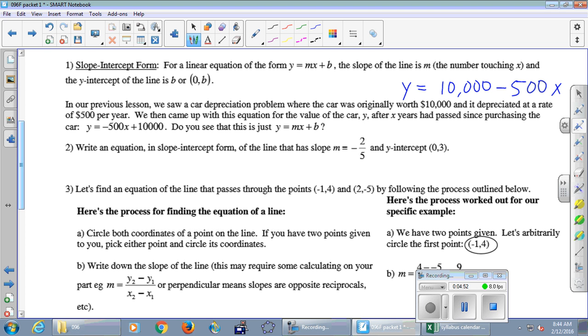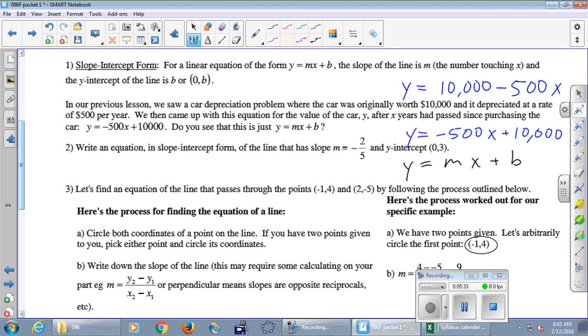Starting at 10,000, losing 500 every year, that's 10,000 minus 500x. Every year is the times x. And if you prefer, you could just swap the order of these two things and make it negative 500x plus 10,000. It's exactly the same thing. And that looks just like our y equals mx plus b formula. What's the slope, which is the m? That's negative 500. How much is the y-intercept, which is the b? 10,000. And if you take a look at the graph that you had in this problem about the car, you'll see indeed the y-intercept was up there at 10,000.